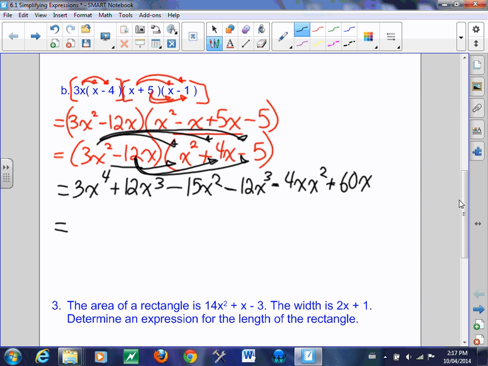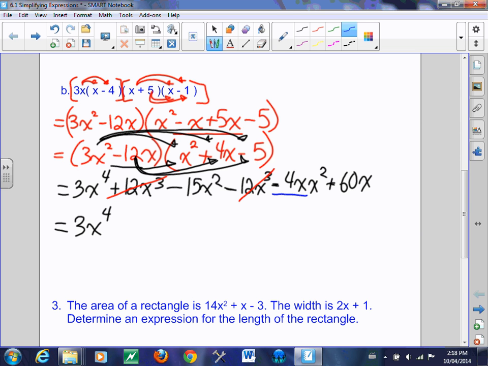We've got 3x to the fourth. There's no other x to the fourth. Okay, then we look at our x cubes. What you should notice is 12x cubed minus 12x cubed, they cancel. Okay, and I apologize. Let's back up here. I have no idea what I wrote here. This does not look good. So let's see, what should that have been?